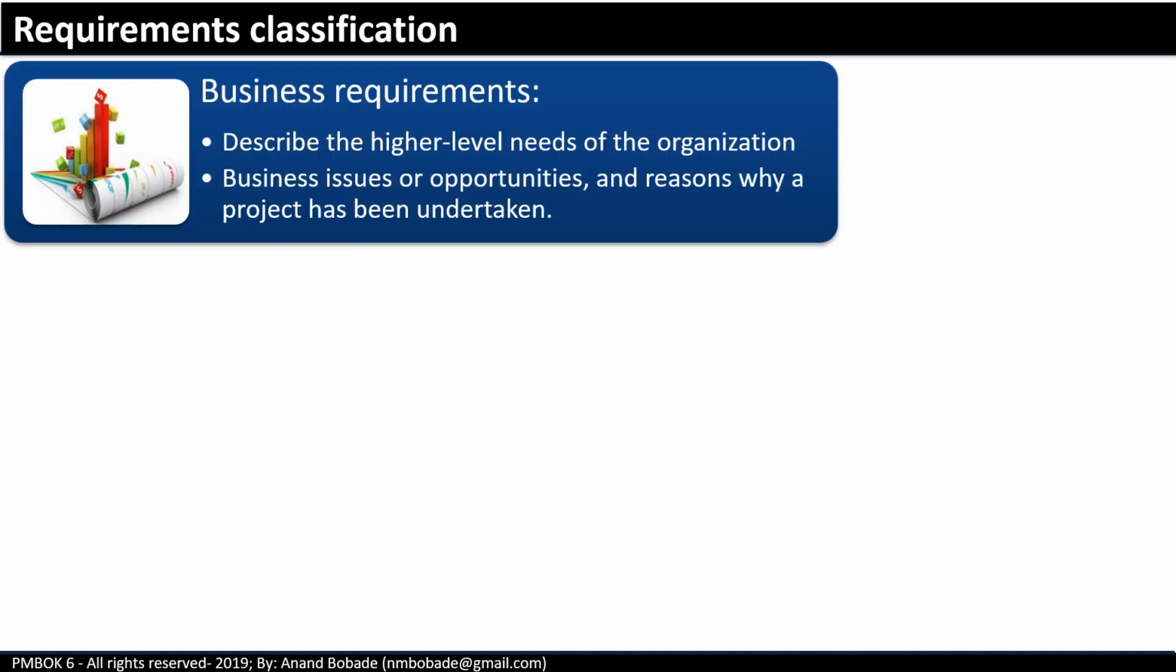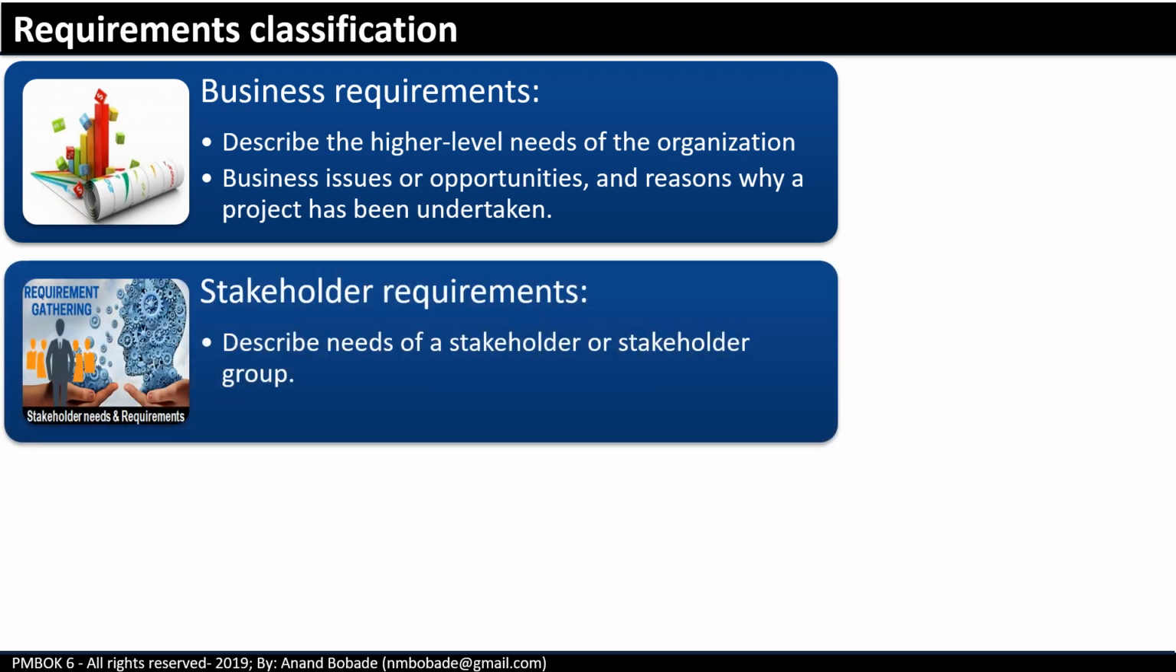Business requirements. It describes the higher level need of the organization, business issues or opportunities, and the reason why project has been undertaken. The source of requirement can be found in project charter and or business case documents. Stakeholder requirements. It describes the needs of a stakeholder or stakeholder group. These requirements are found by engaging with various stakeholders.